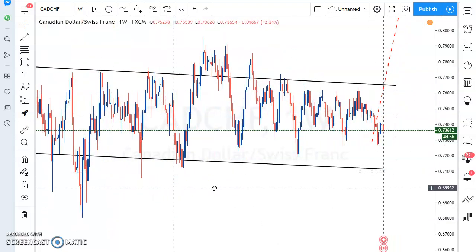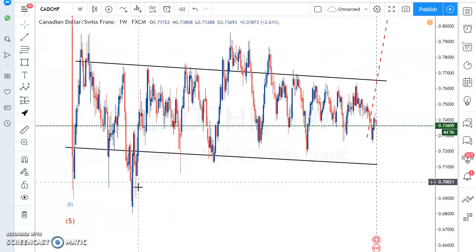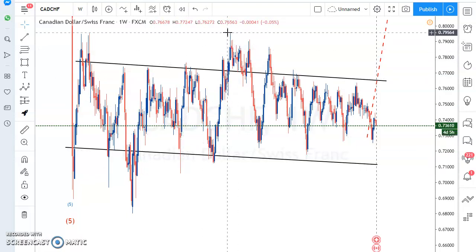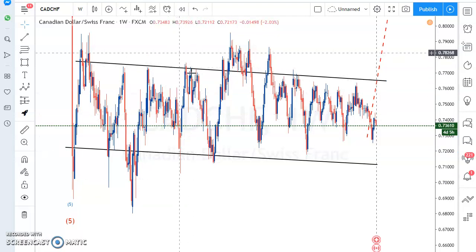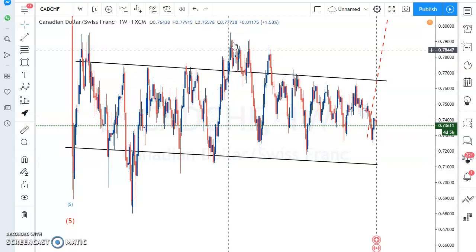So within this C, what do we have? We only have 1, 2, 3 there. This is our 4 here. This is our 5. A 4 with just a whole big A, B. I don't even know why I did that, but yeah. Then 1, 2, 3, 4, 5.